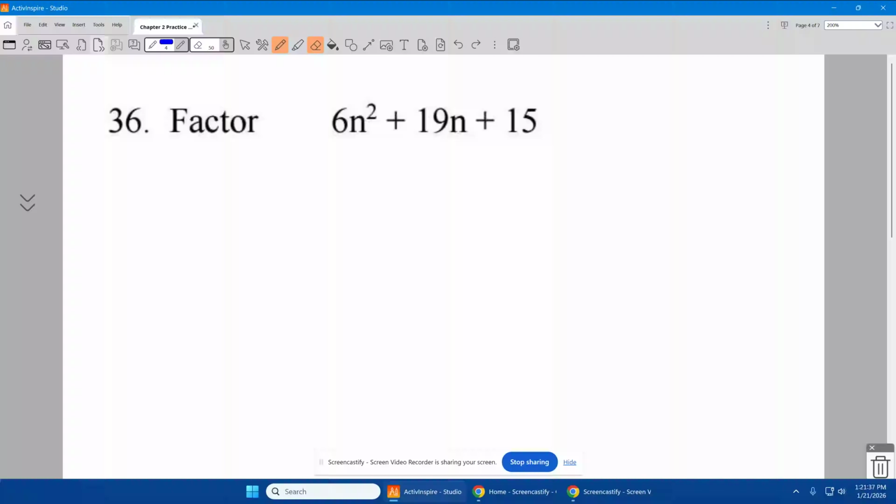36. They want us to factor this. We could figure it out with possibilities. That's how I would tackle it because there's not going to be that many. But we're going to bust B here. So we want to work on our busting B skills.